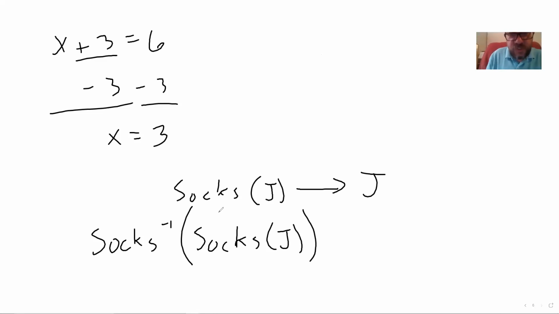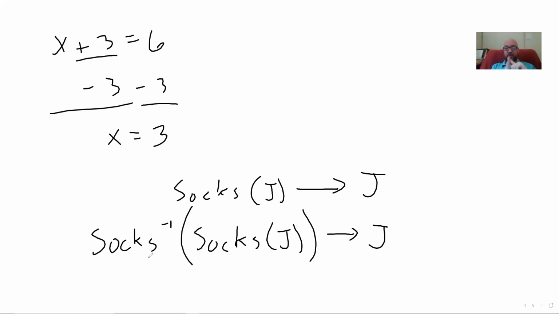So if this machine, the socks machine, puts socks onto me, socks inverse takes socks off. So here what I've got is I've got me, and I go into the socks machine, that's the inside parentheses, and I come out with socks on. And I go into the socks inverse machine, and I come out just me again. No socks. So this is the idea of sort of like a quote unquote real world inverse function. It just undoes whatever the initial function did. So if socks puts socks on, socks inverse takes socks off.